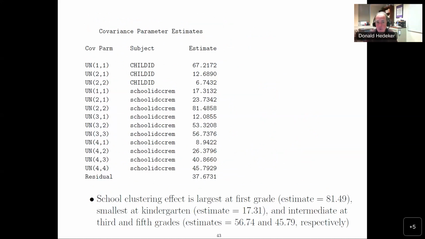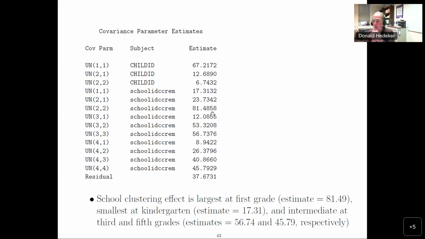Okay, so there's quite a lot here, because the first three are for the subject: random subject intercept variance, random intercept trend covariance, and random trend variance, and then it shows a 4x4 matrix for the school clustering effects. So what's 1-1 is the clustering effect at kindergarten. The variance there is 17. At first grade, 2-2, it's 81. It's jumped up a lot.